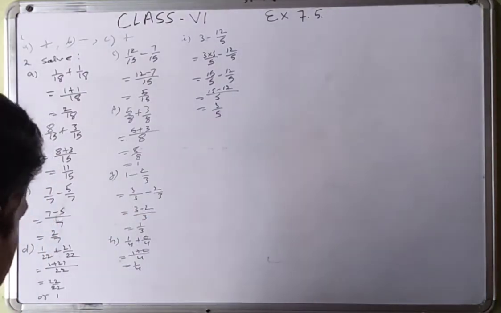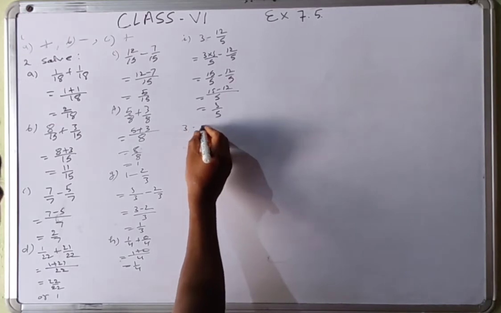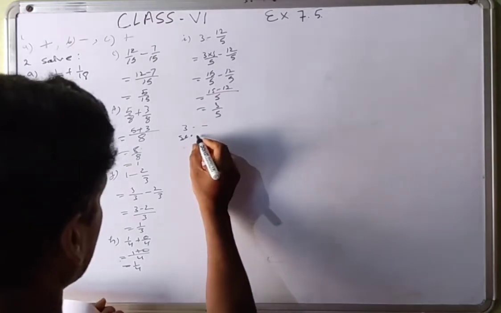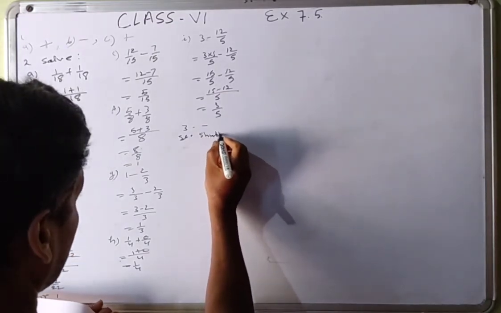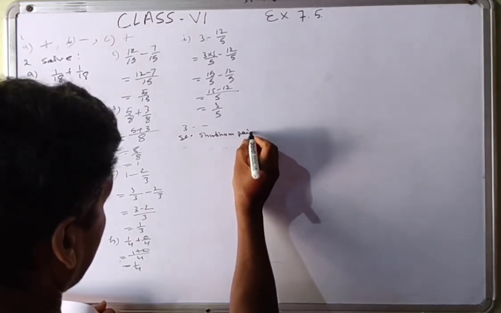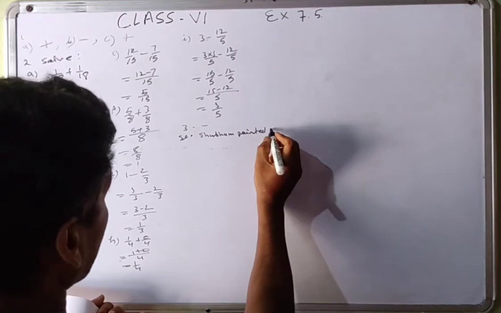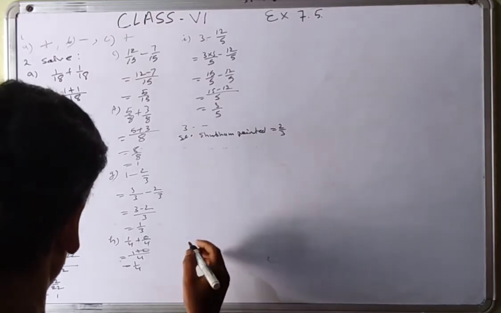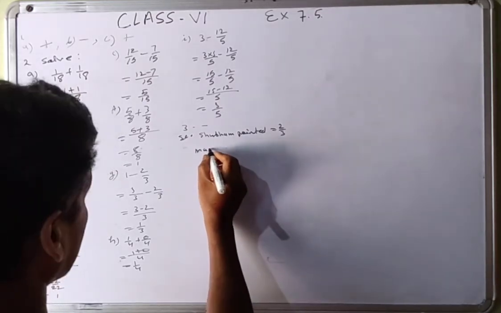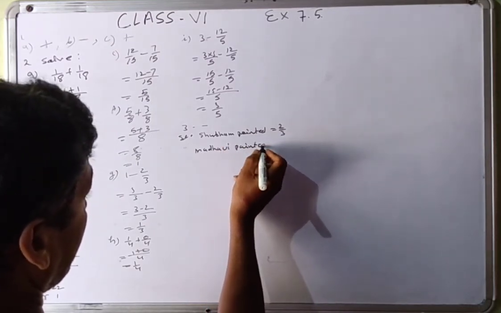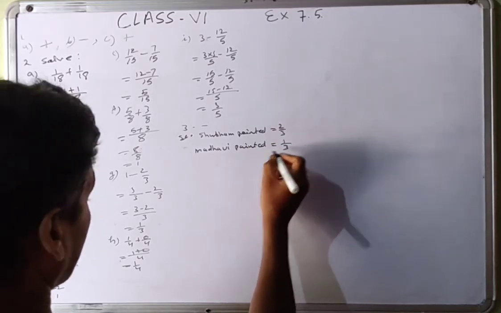Next, the third question: Shubham painted 2 upon 3. So we will write here, Shubham painted is equal to 2 upon 3. And Madhavi painted is equal to 1 upon 3.